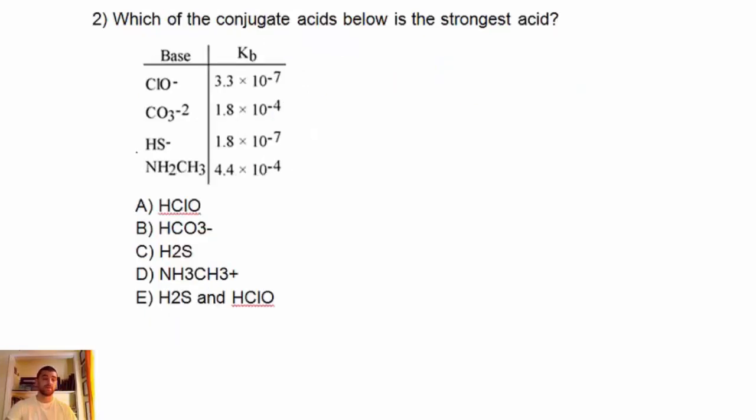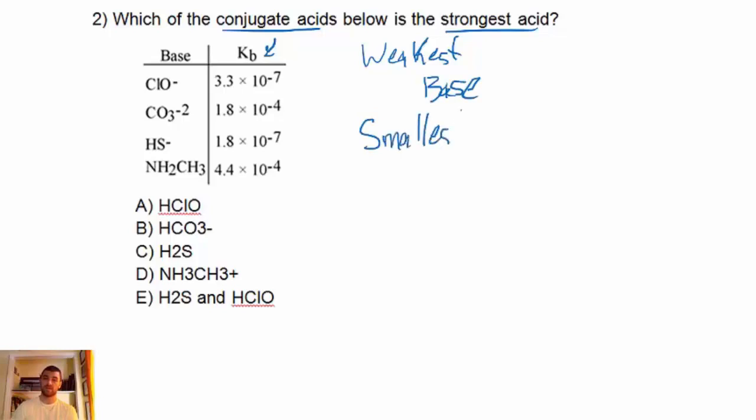Number two. Which of the conjugate acids below is the strongest acid? Again, they're giving us Kb, and we are looking at the conjugate acid. So if we want the strongest acid, we want the weakest base. The weakest base is going to have the smallest Kb. Well, negative 4 is bigger than negative 7, so I can get rid of these two options. 1.8 versus 3.3: 1.8 is smaller. So this is a weaker base, but they want the conjugate acid. So it'll be H2S, which would be choice C.